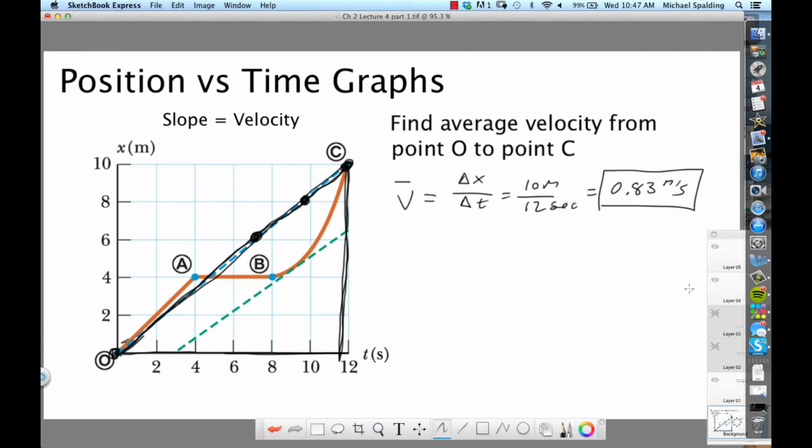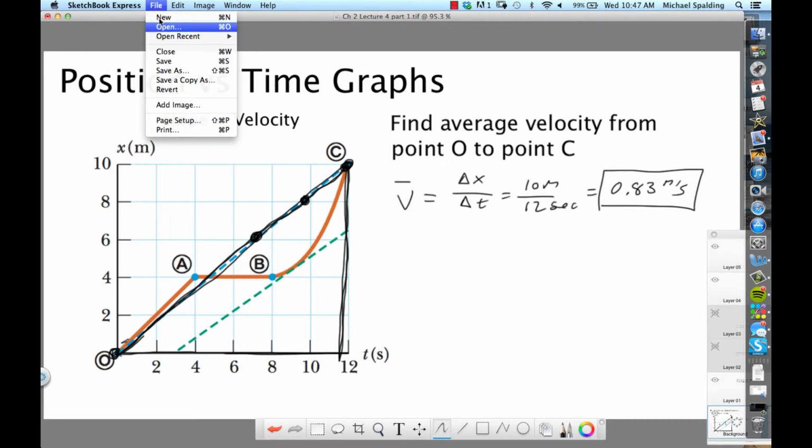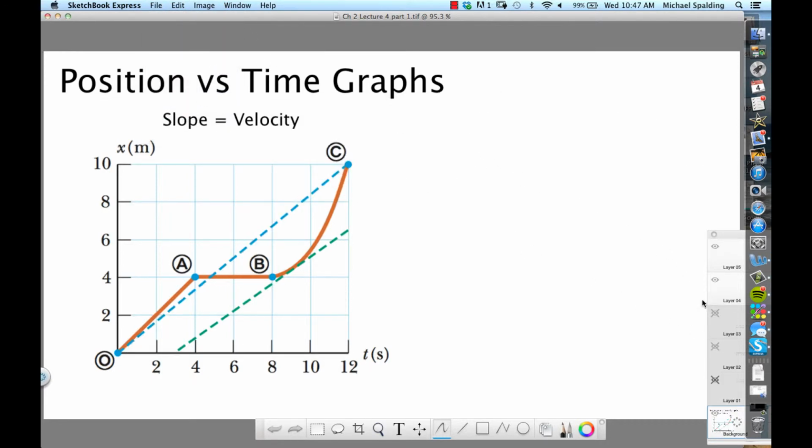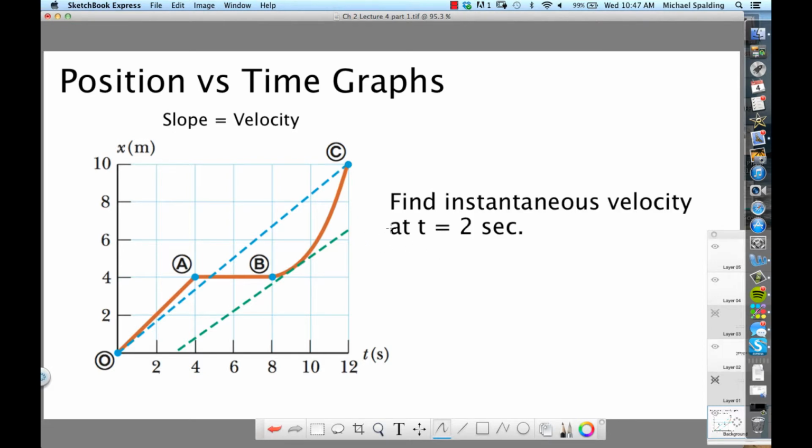All right, second question. Let's clean this up. Find the instantaneous velocity at t equals 2. Now we're not going from one point to another point. We're focusing in exactly at this point right here, at t equals 2. There's something really nice about t equals 2. It's right at 2 meters, yes, but that's not what I'm thinking. It has a constant velocity.